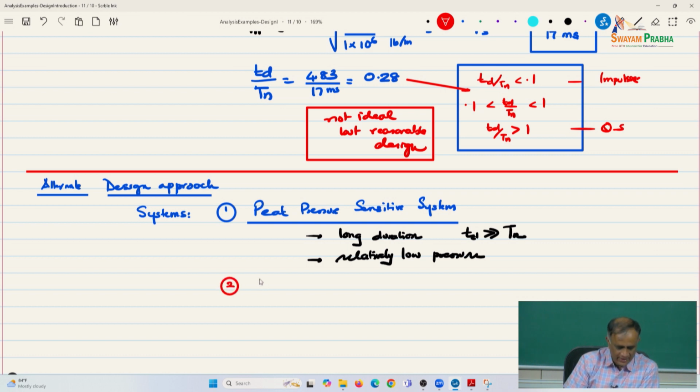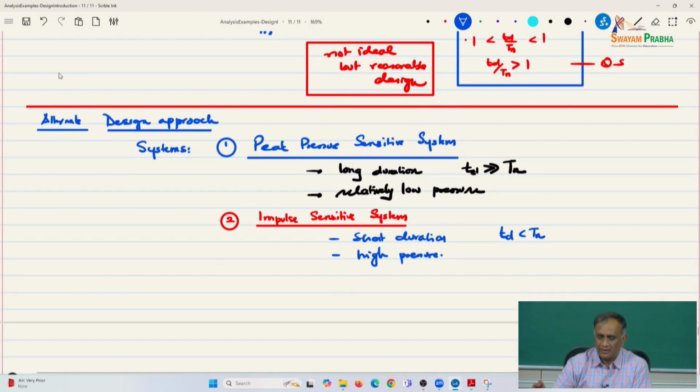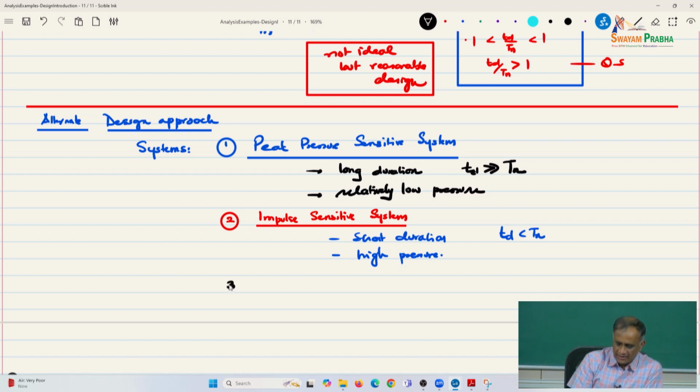The other extreme is an impulse sensitive system, the example that we just did above. So, this is characterized by short duration, where TD is less than Tn, and high pressure. And this approach we are talking about addresses all three systems. Dynamic system, that is the beauty of this approach. Dynamic system, it is in between, neither here kind of nor there.